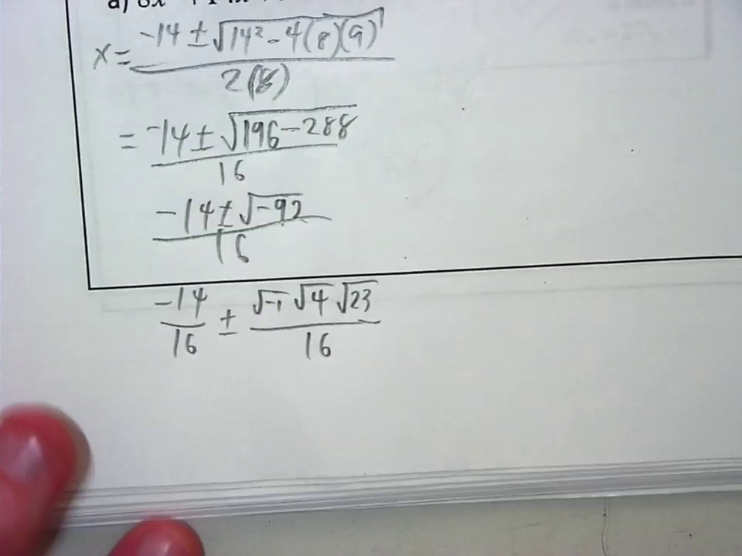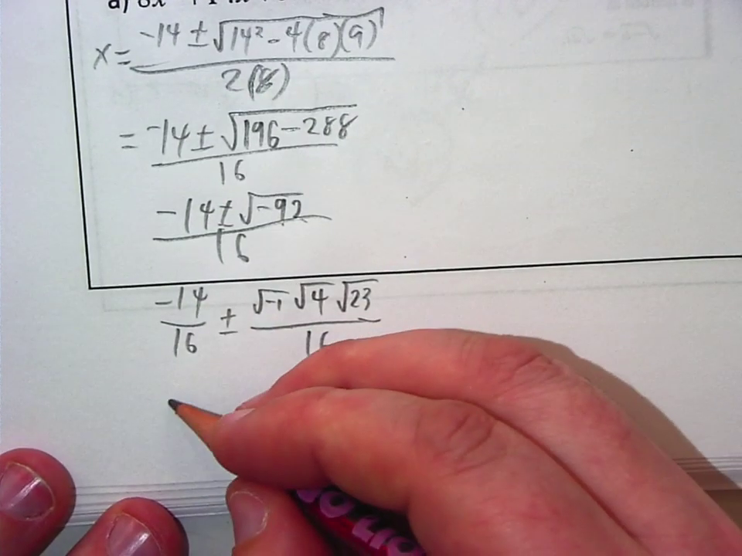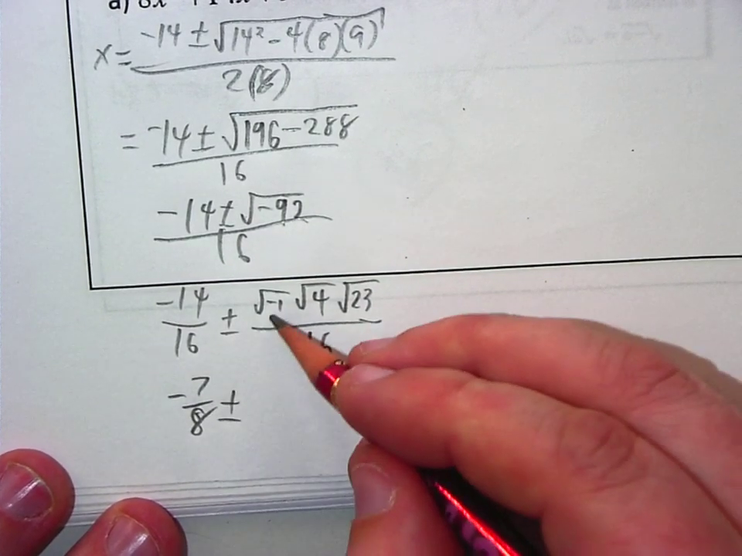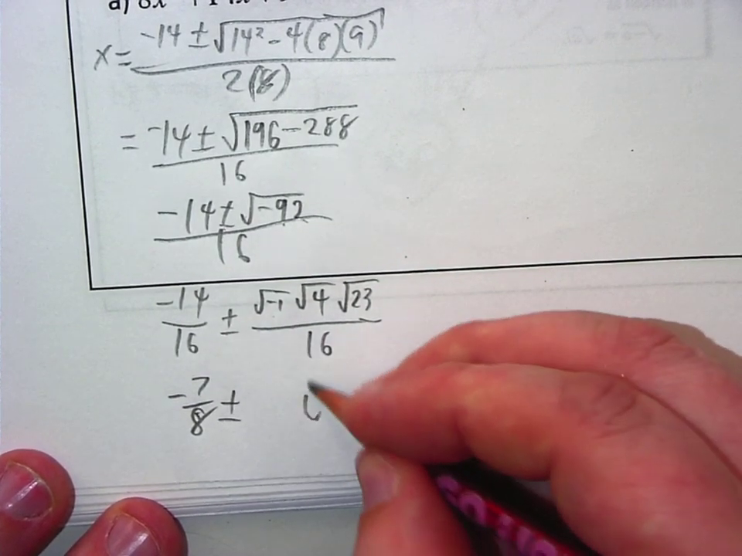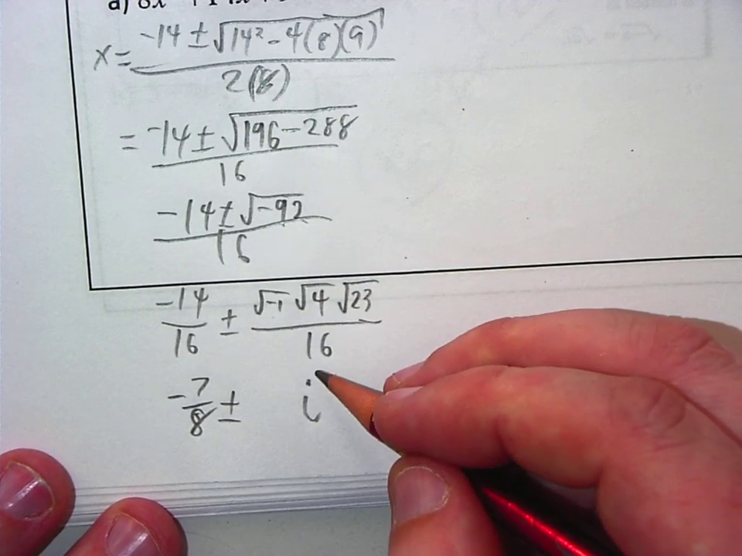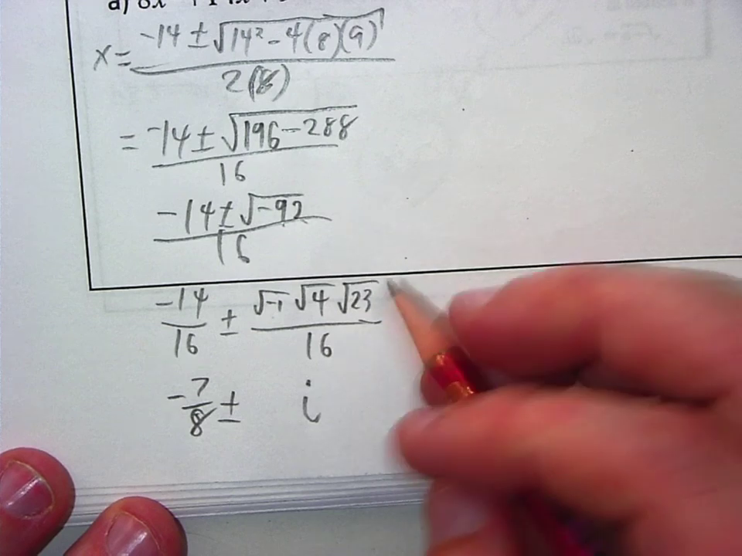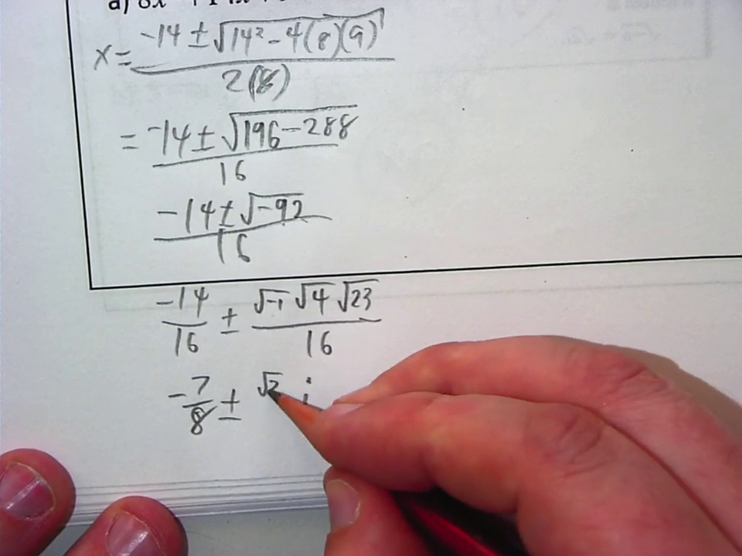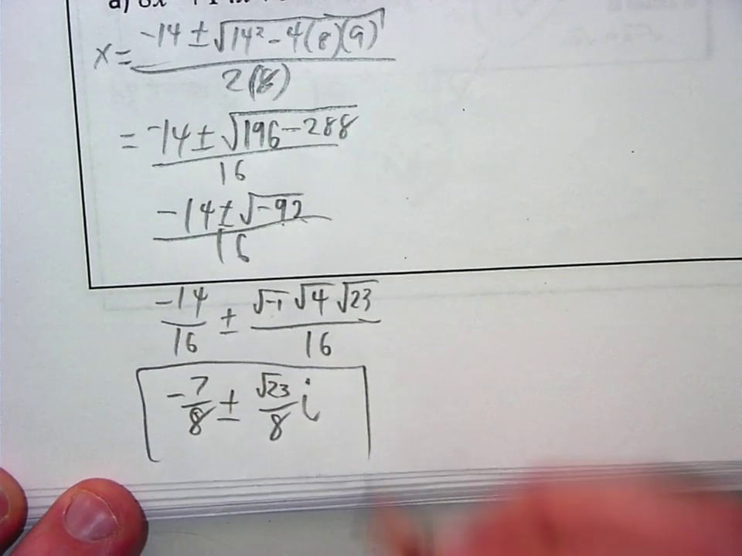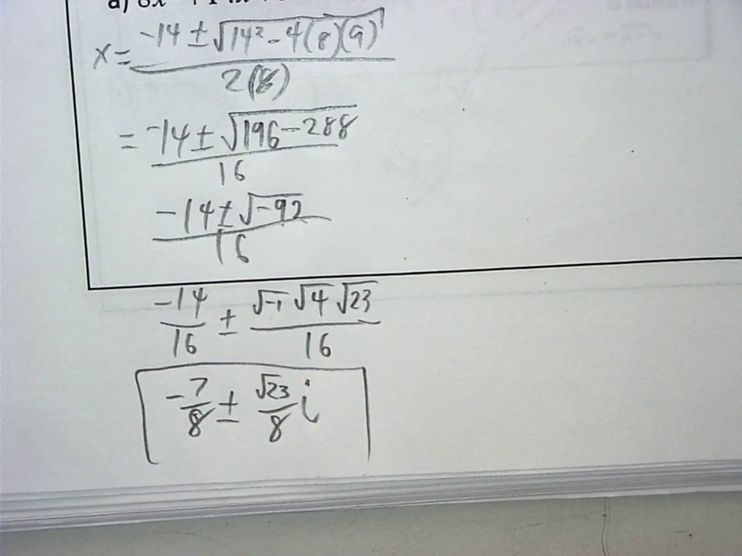Okay? So then, negative 14 over 16 is negative 7/8 plus or minus. That'll turn into an i at the end. Square root of 4 is 2. And what's 2 over 16? 1/8. So I just end up with square root of 23 over 8, times i. The square root of 4 gives you the 2. The 2 and the 16 simplify down to 1/8.